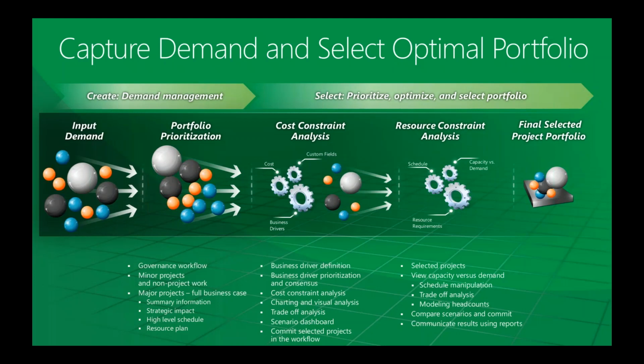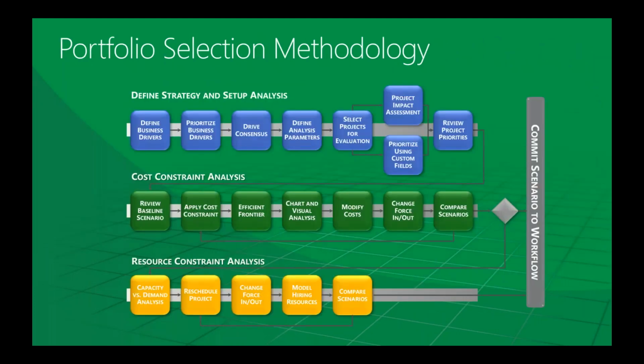Now, there's a number of working parts in this tool set and in this implementation. I'll walk you through a high-level overview of how this works today, but essentially this is the workflow that Project Online's prioritization capabilities use for delivery of a portfolio selection methodology. We define strategic business drivers.